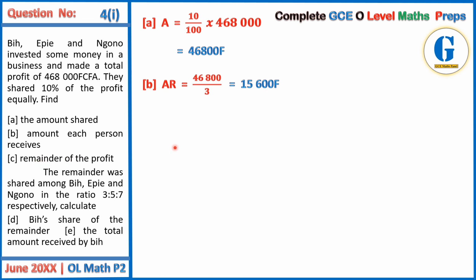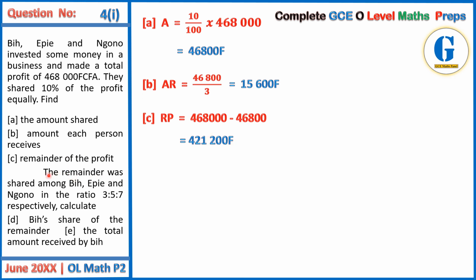Now C, what is the remaining profit? So after you remove this 46,800 from this 468,000, the remaining profits will be equal to 421,200. And now we move to ratio and proportion. The remainder of the profits we have calculated to be 421,200.